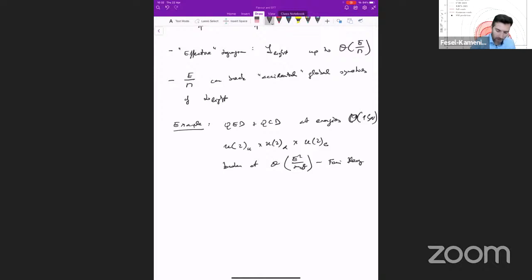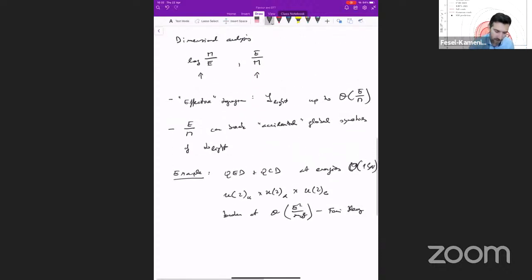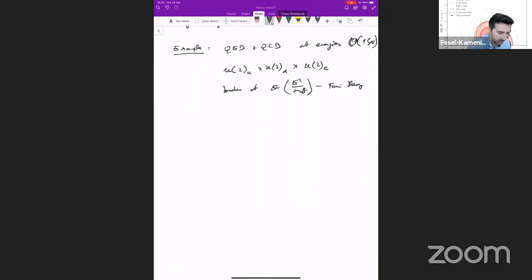Now, to formalize this discussion a bit, let's start with a formal justification that indeed the only effects of heavy physics on the low energy dynamics is in the form of these logarithmic corrections to parameters and E over M suppressed effects. Okay, and to do this, we consider the so-called Appelquist-Carazzone decoupling theorem. This is the content of this theorem.